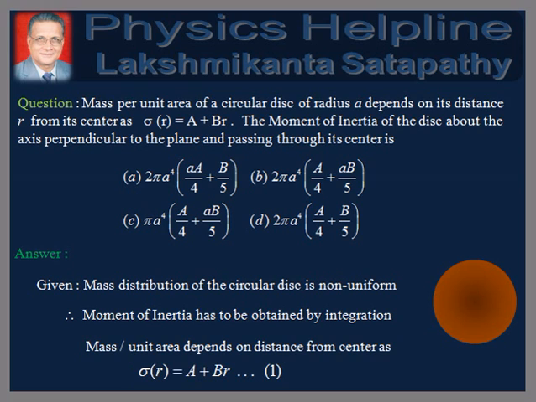The options are: 2 pi a to the power 4 into (A by 4 plus B by 5); 2 pi a to the power 4 into (A by 4 plus aB by 5); pi a to the power 4 into (A by 4 plus aB by 5); and 2 pi a to the power 4 into (A by 4 plus B by 5).